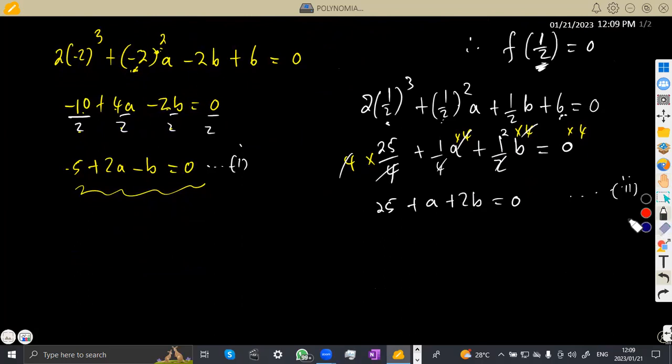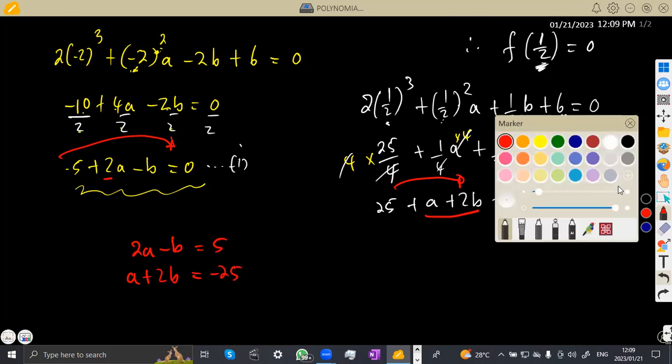Okay, as for me, I'm just going to apply the elimination method this time. Since we used substitution last time, this is going to be 2a minus b. I transpose 5 to the other side, minus 5, which becomes positive 5. Then a plus 2b, which is equivalent to, I transpose 25 to the other side, which is negative 25.